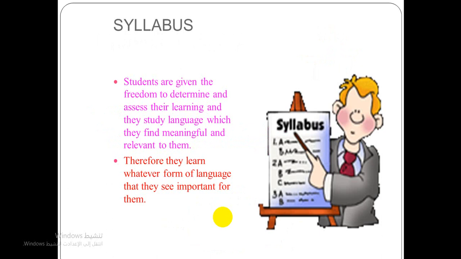Syllabus: according to the affective humanistic approach, students are given the freedom to determine and identify their learning, and they study language which they find meaningful and relevant to them. They gain benefit from it. Therefore, they learn whatever form of language that they see as important for them. Yes. So, the humanistic curriculum supports the idea of individualism, helping students discover who they are, not just shaping them into a form that has been designated in advance.